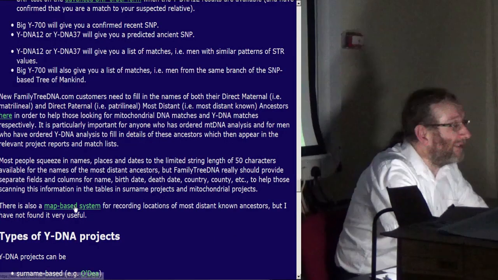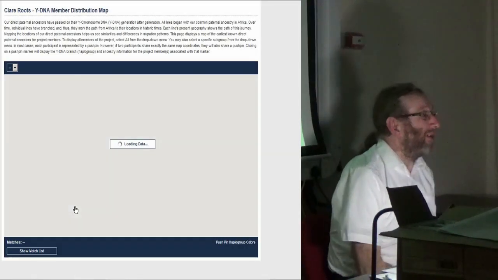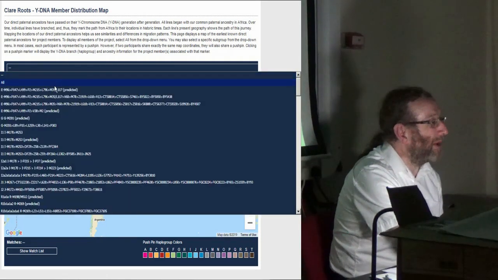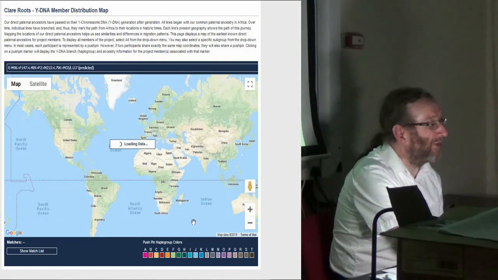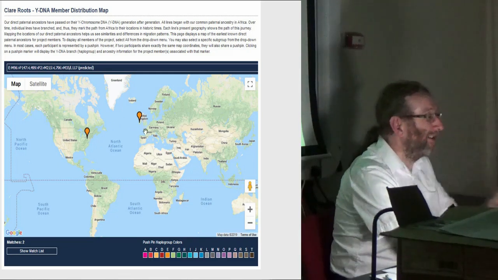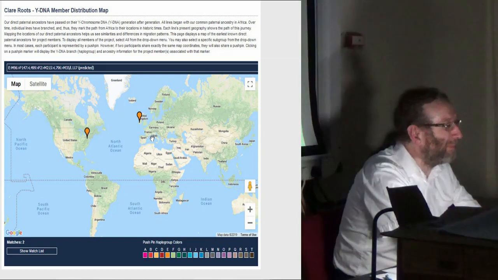And there is a map-based system. I haven't found it very useful. On the same page you can fill in map coordinates for where your ancestor came from. So I have divided, as we saw, the Clare Roots people up into subgroups. I think there were 4 people in that first subgroup, and 2 of them have filled in the most distant known ancestor location, and there's one in North America and one in Ireland. And I much prefer to see numbers laid out in a table than maps. Other people would prefer the map interface.